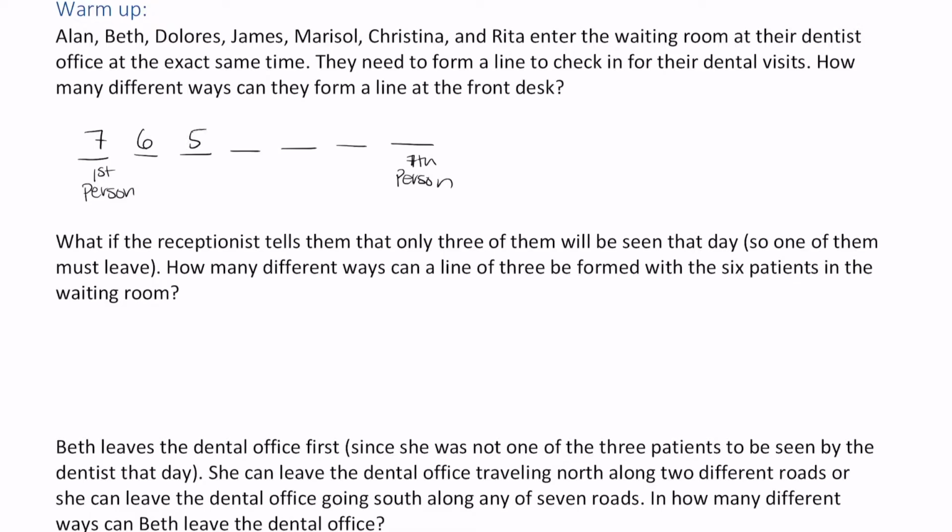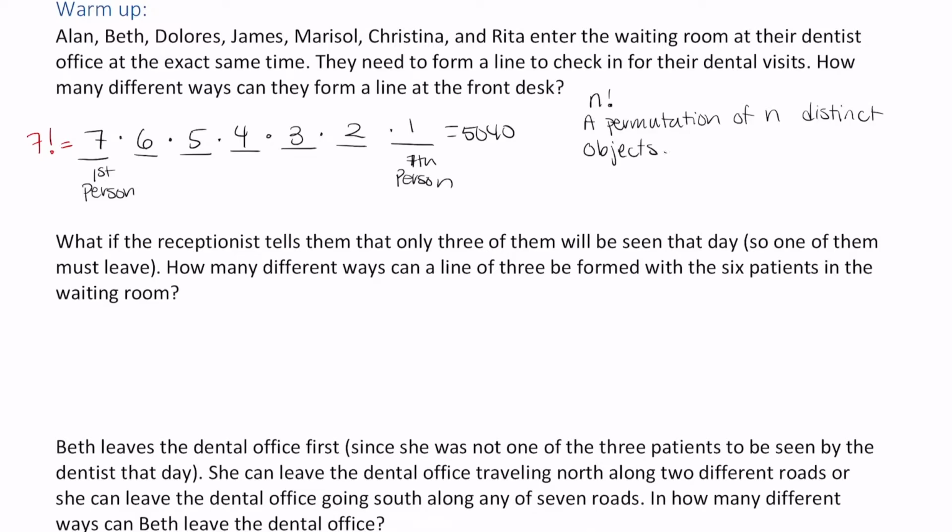And this continues until the 7th person in line, and we can multiply all of these together to get 5,040. So there are 5,040 ways for these 7 people to form a line. And this is the number of ways to, this is a permutation of n distinct objects. And clearly in this, order matters.